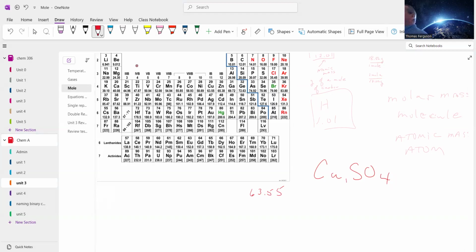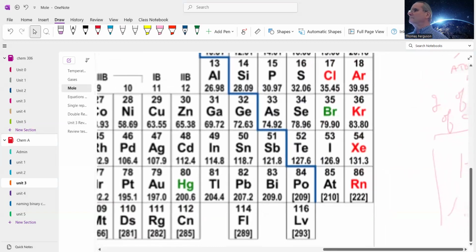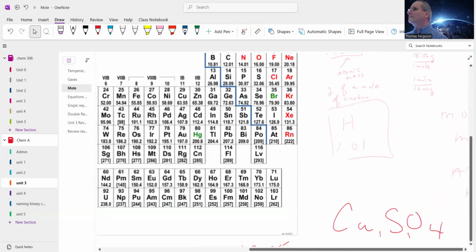How many sulfurs are there? One, and sulfur is 32.06. And oxygen, how many oxygens are there? 4. Okay, 4 times 16 is 64.